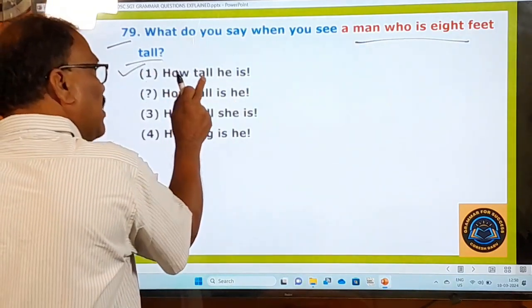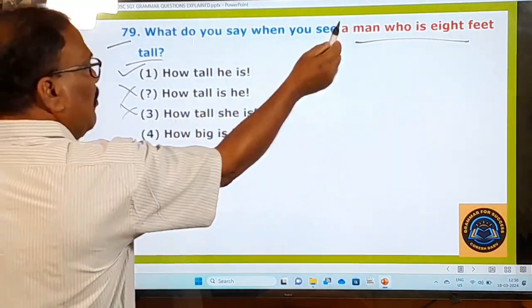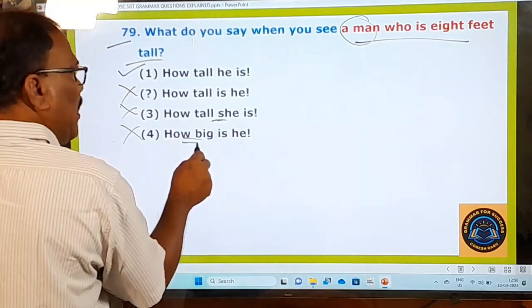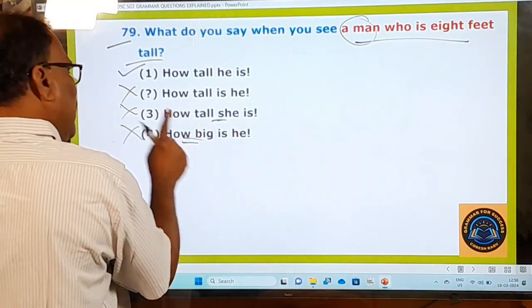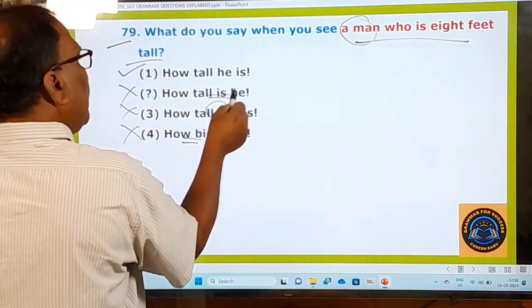The very first one is the right one. How tall is he? Wrong. How tall she is? Wrong. This is the man, not she, that's why this is wrong. How big is he? Wrong. You don't say big. Since you have used big, this is wrong. Since you have used she here, it is wrong. And here it is given in the reverse side.